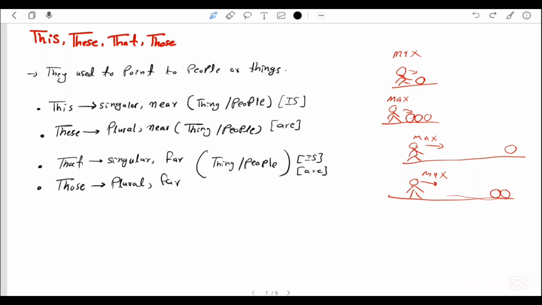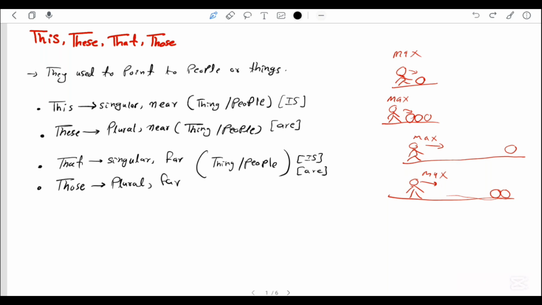But what if there is more than one ball, right? So if we have two balls or three balls or thousands of balls, we use those. We use those with plural, like more than one thing or more than one person, and with things which are far from us, right? For example, here we have Max. Max says, those are balls.